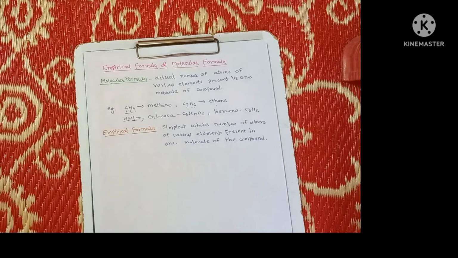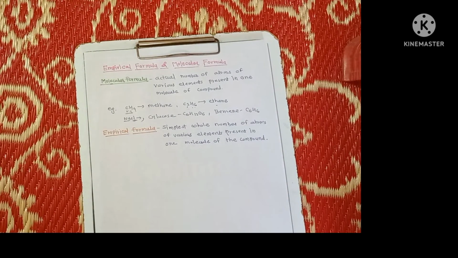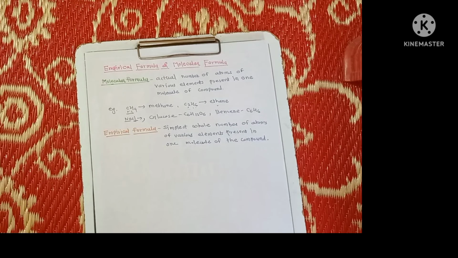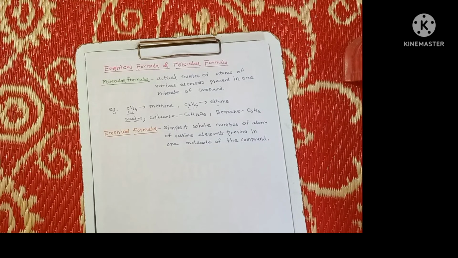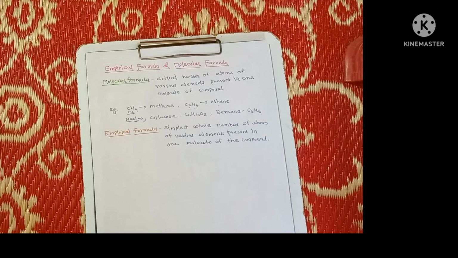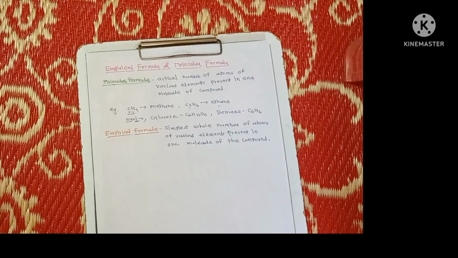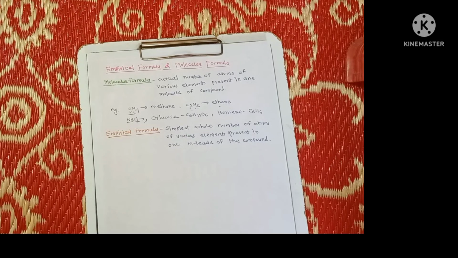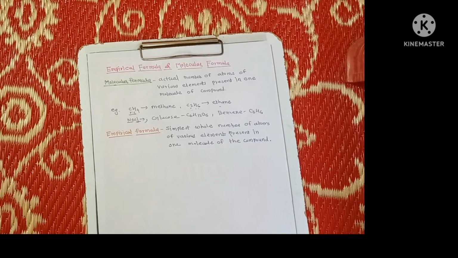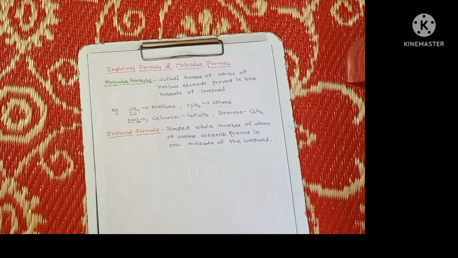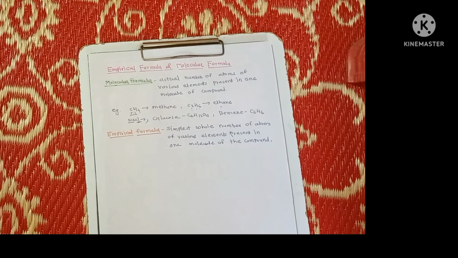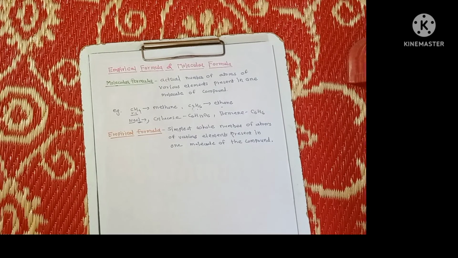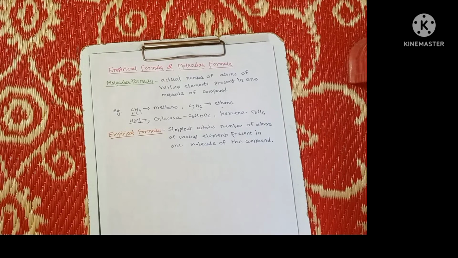Basically, if we take 1 gram of a compound, it may be glucose, fructose, or benzene. When we take 1 gram of any compound, it consists of a number of molecules. In one molecule of the compound, different atoms are present in definite proportions. But the empirical formula is nothing but the simplest whole number of atoms of various elements present in one molecule of the compound. Means we have to calculate the ratio of elements.